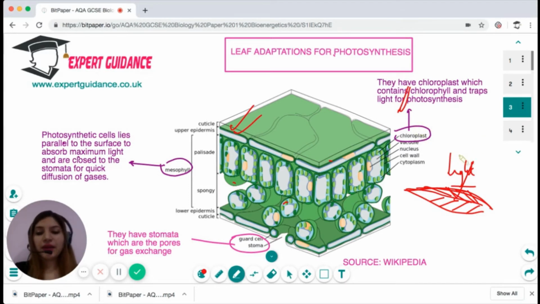They require carbon dioxide and they release oxygen. So for gas exchange, they have air pores in them called the stomata. The stomata have guard cells which open and close to trap and exchange the gases. Next, the photosynthetic cells, you can see they just lie at the surface so that they can use the maximum light possible for photosynthesis. They can ask you in the exam what are the different adaptations a leaf has for maximum photosynthesis. So make sure you remember them well.